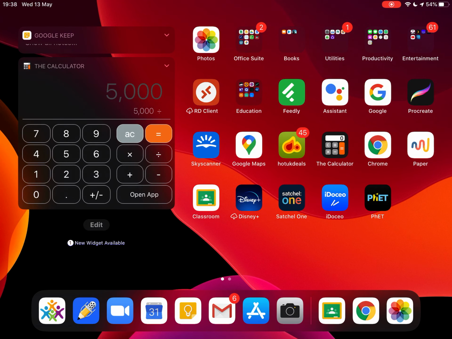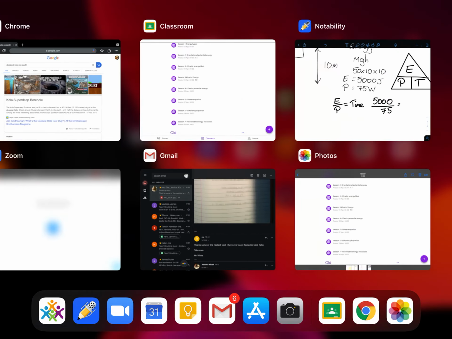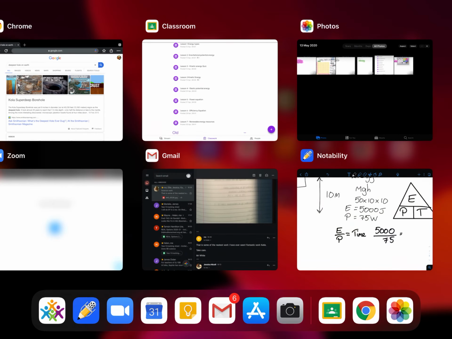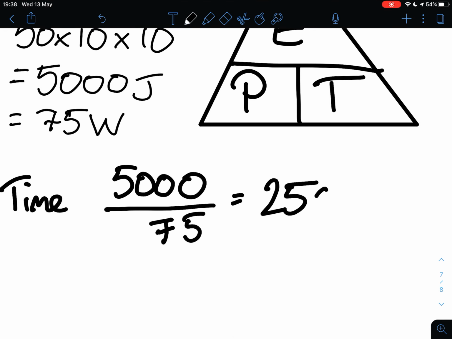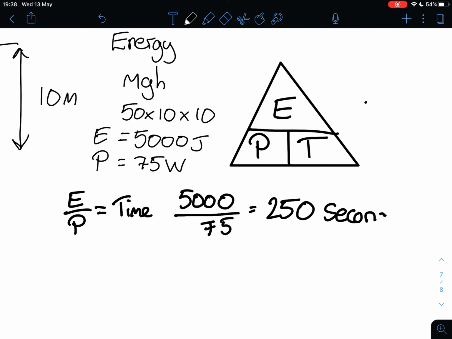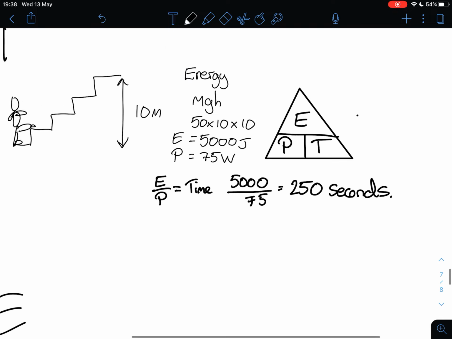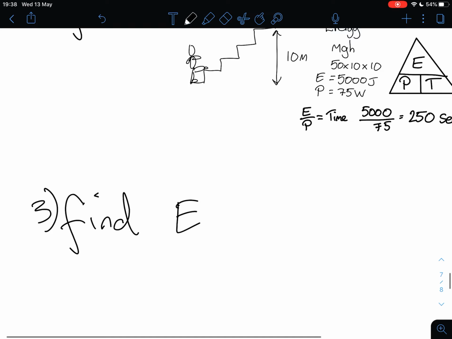5,000 divided by 20 equals 250. I was going to say 25. So I was kind of there. 250 seconds. And there we go. The time to get up the stairs. And the last one.